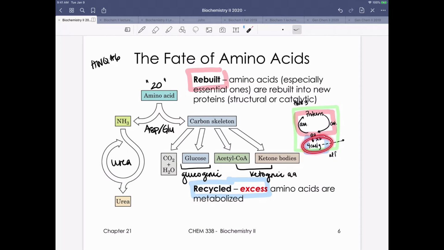And so that's this blue component here, where if we have amino acids that are in excess, well, we're basically just going to recycle them into fuel products. And so we're going to convert them into carbon dioxide and water and get rid of that excess.